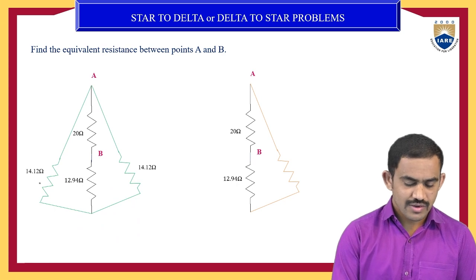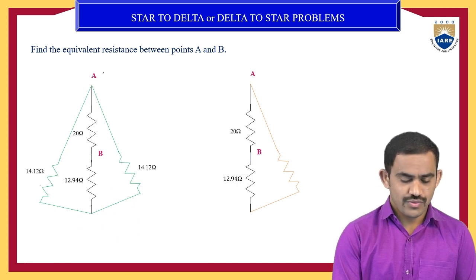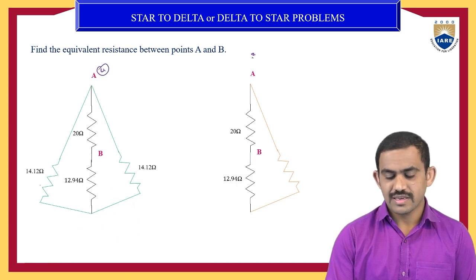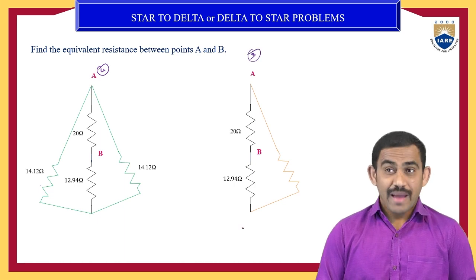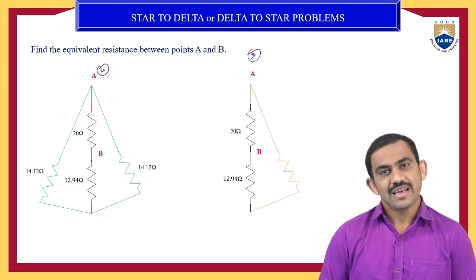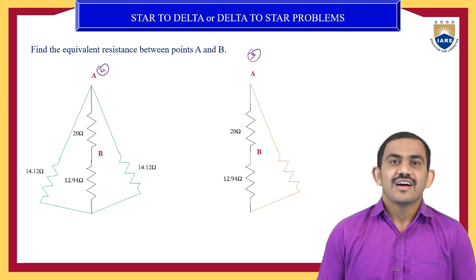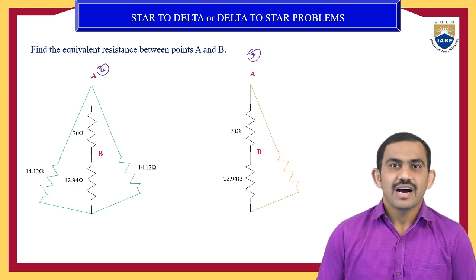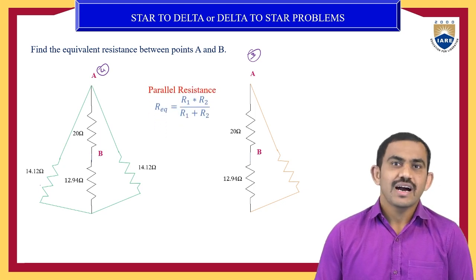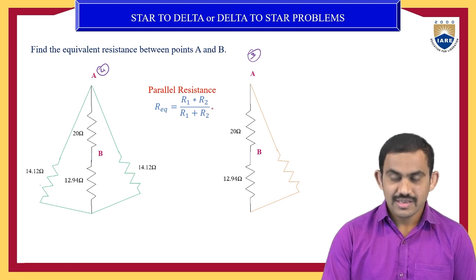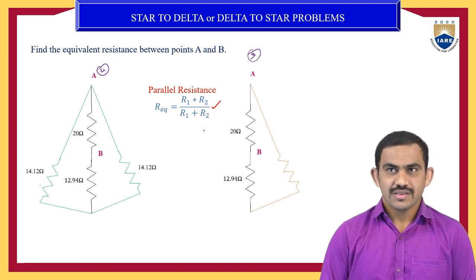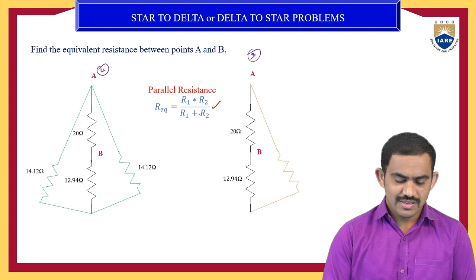So how many resistors do we have here? 1, 2, 3, 4. So 4 resistors, and here 3 resistors. Clear? For parallel, do we have any formula? Yes, parallel also has a formula: R equivalent equals R1 into R2 by R1 plus R2. So this is your equivalent resistance formula. Now substitute those values here.